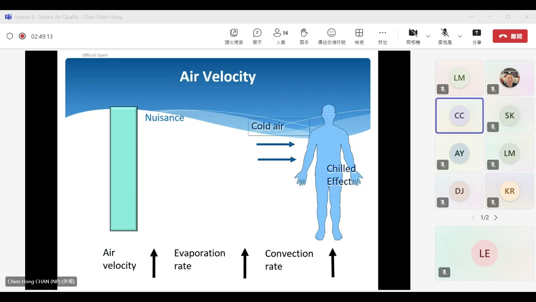Air velocities, you feel it, right? When there's air movement, you feel a bit of a chill effect. Right? If it's too low, then you feel that the air is stagnant.